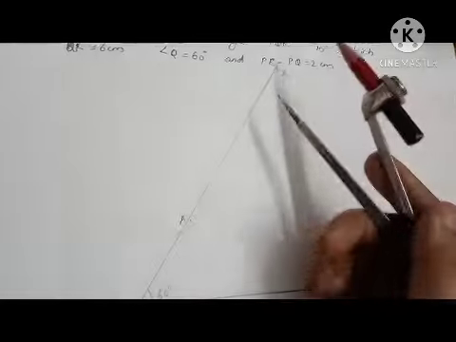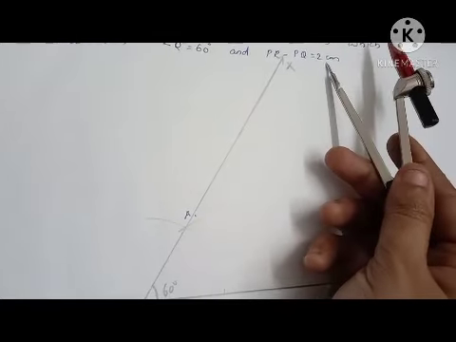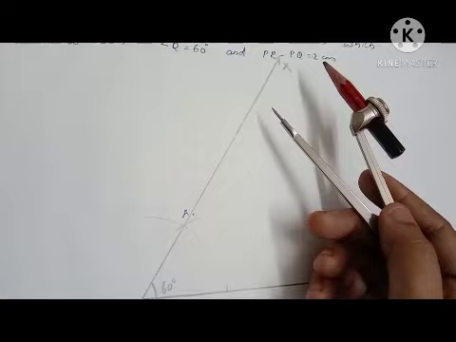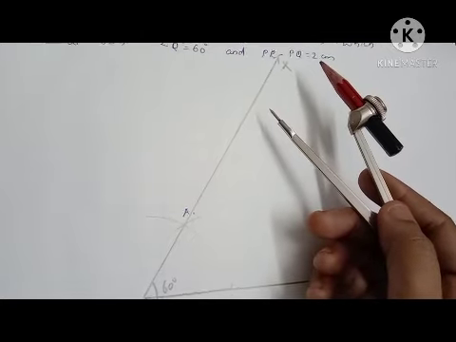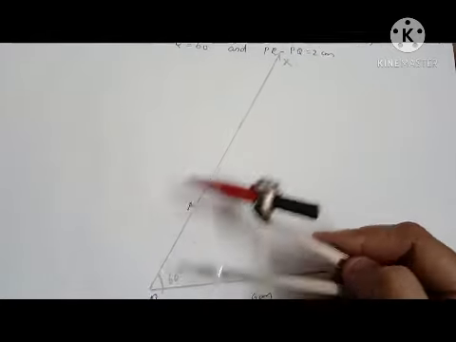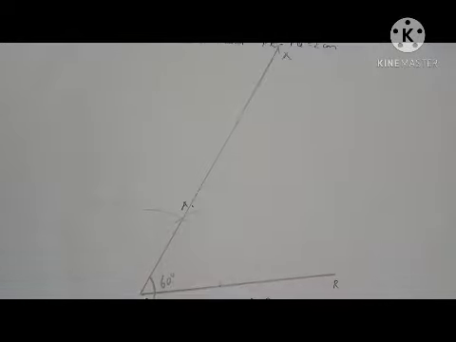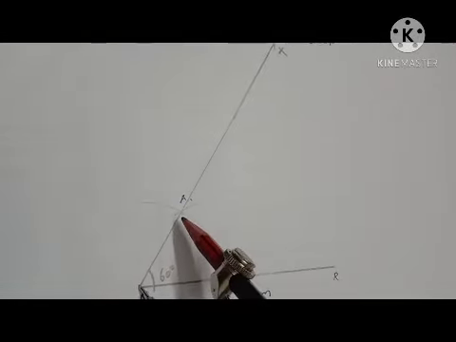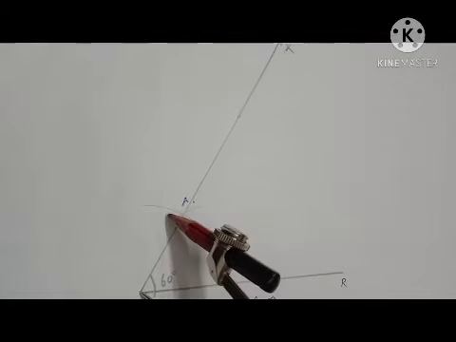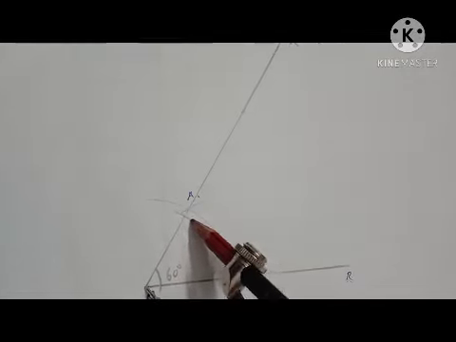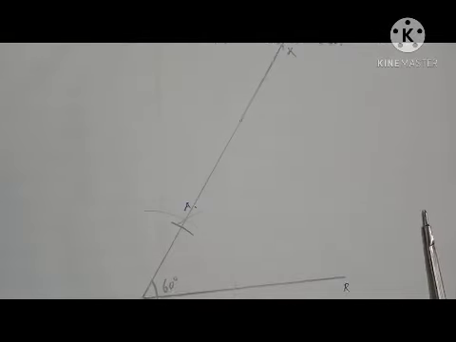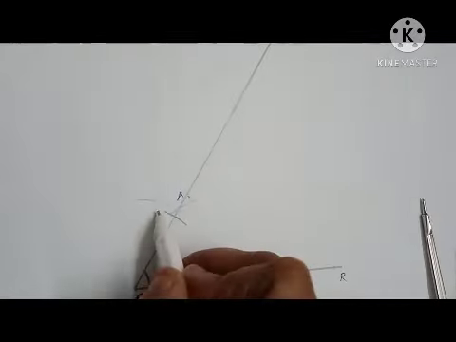Then it is given that the difference between the other two sides is 2 cm. So we have to take 2 cm by the compass from the ruler and draw an arc on the ray QX. So here I took 2 cm and I have to draw an arc from Q to this angle line QX. Okay, now this is the point B.